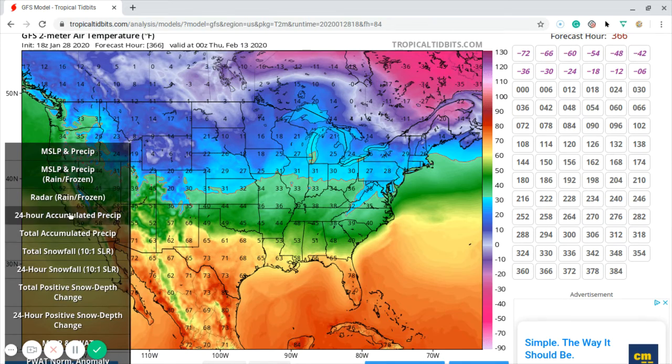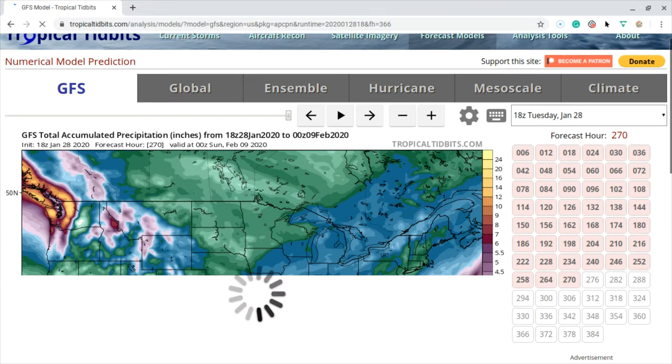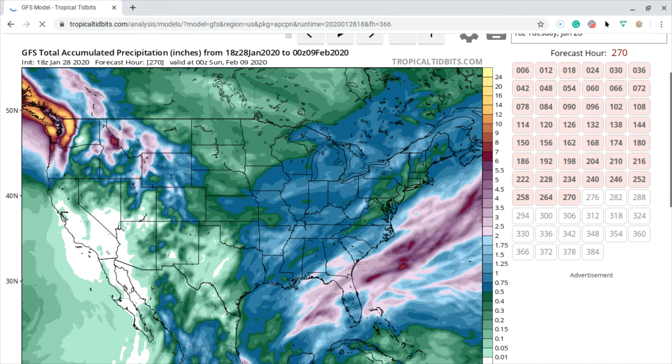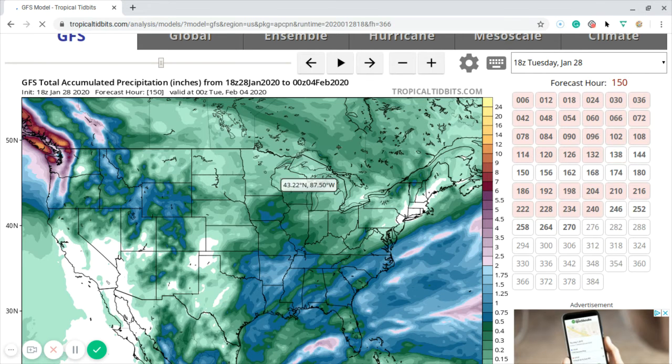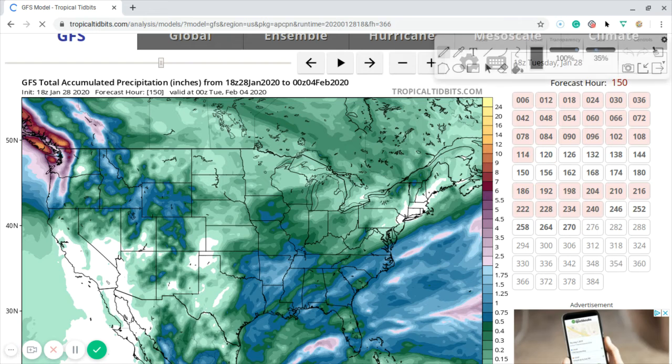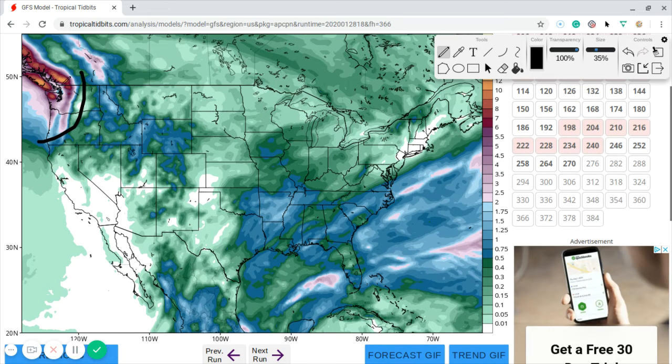But let's take a look at the accumulated precip. Alright, so this is the accumulated precip for the next week. It's going to take forever. Pretty much, the Northwest is going to be looking at a lot of precip. In the mountains of the Northwest, maybe even up to 6 inches in some of those areas. Seattle, about 2.5, 3 maybe.